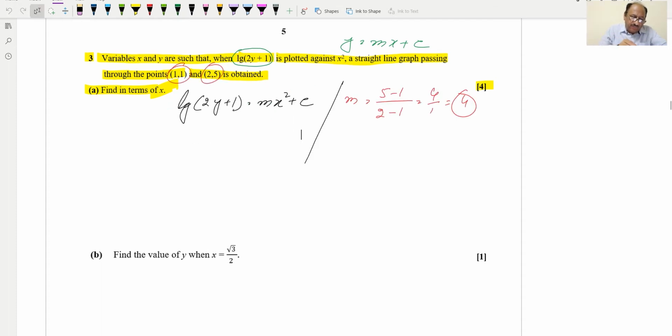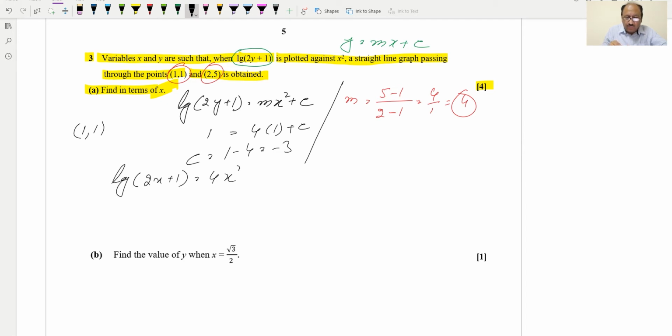Now we can replace the first point, (1, 1). When we replace the point, this side will be 1 is equal to m, which is 4, and x square will be replaced by 1, plus c, so c value will be 1 minus 4, which is equal to minus 3. So we got c value as minus 3. So by replacing these values, our equation will become log of 2x plus 1 is equal to m value is 4, so 4x square minus 3. This will be our equation, and next will be what?